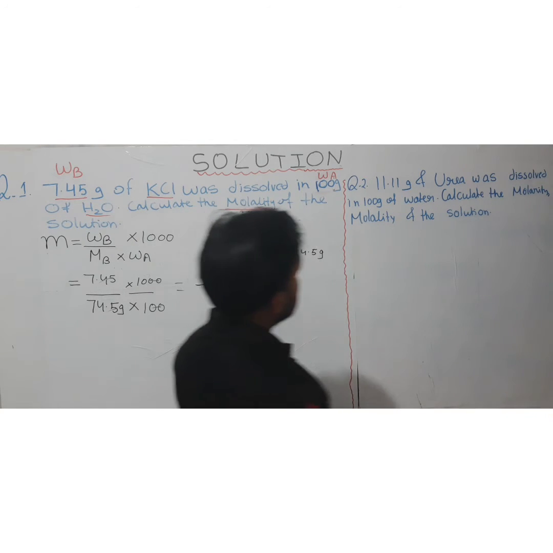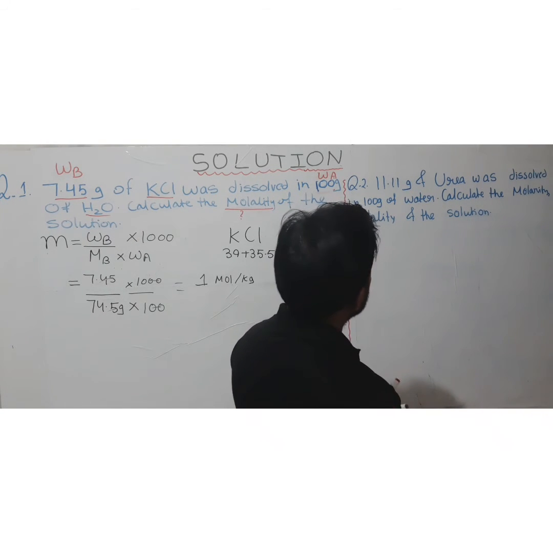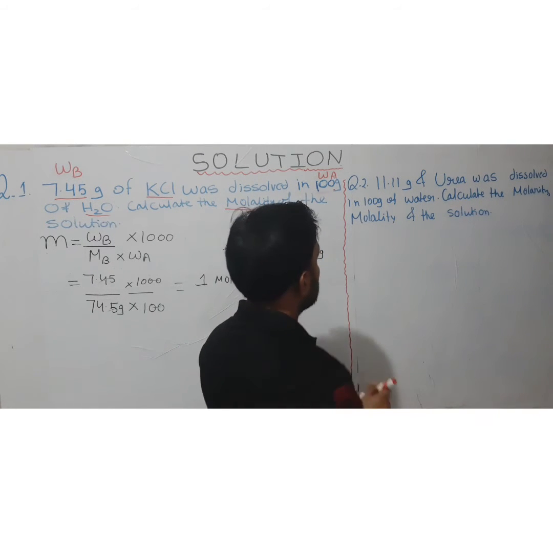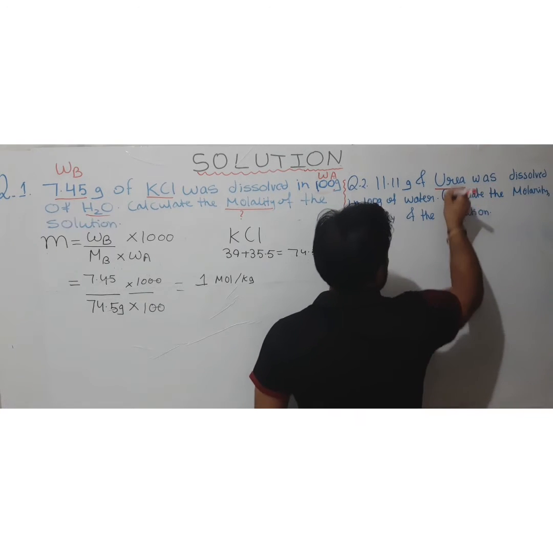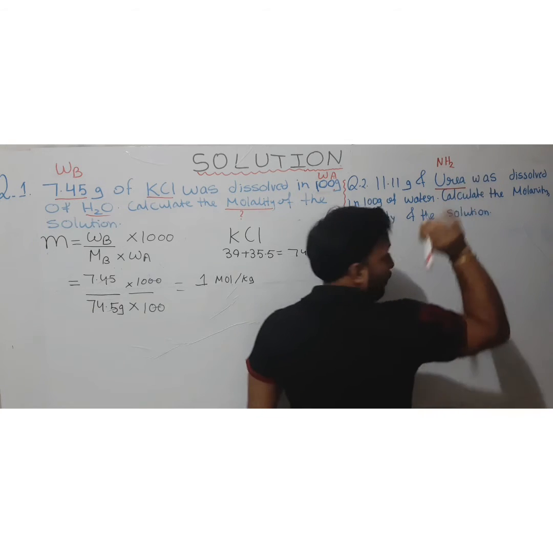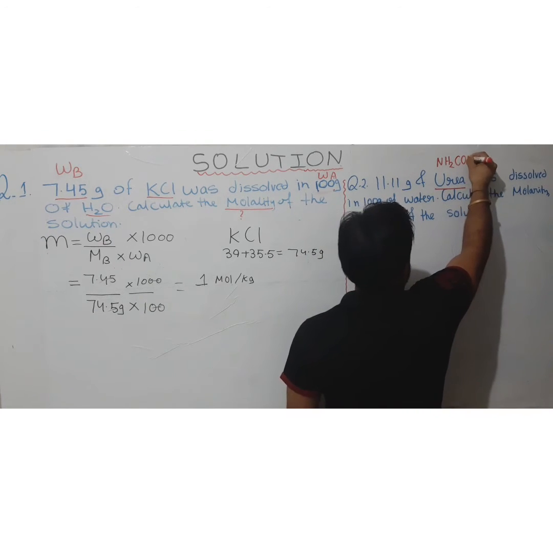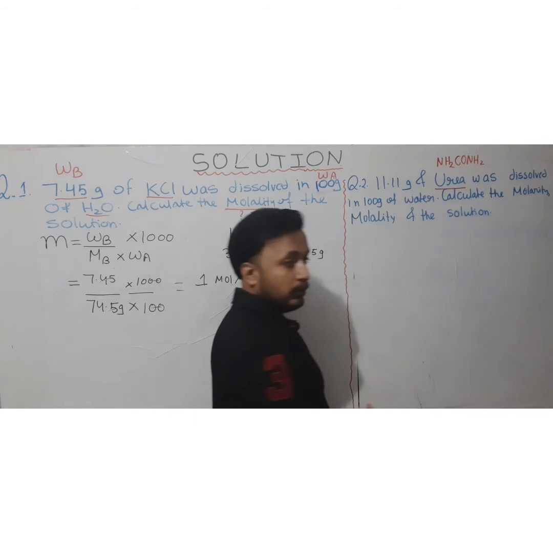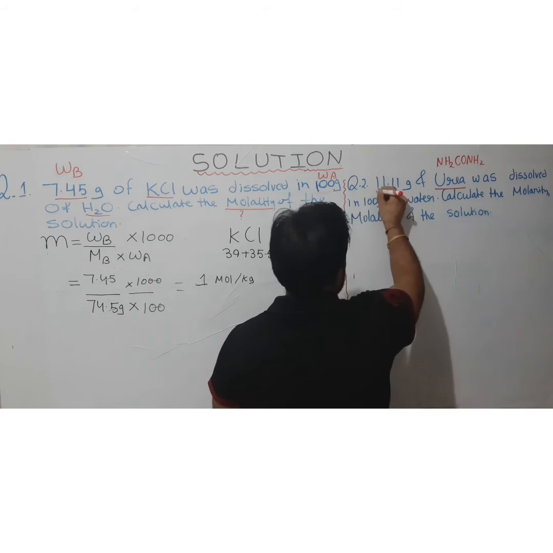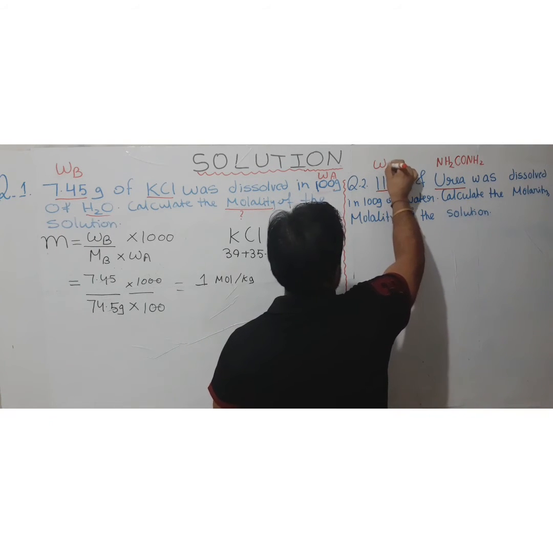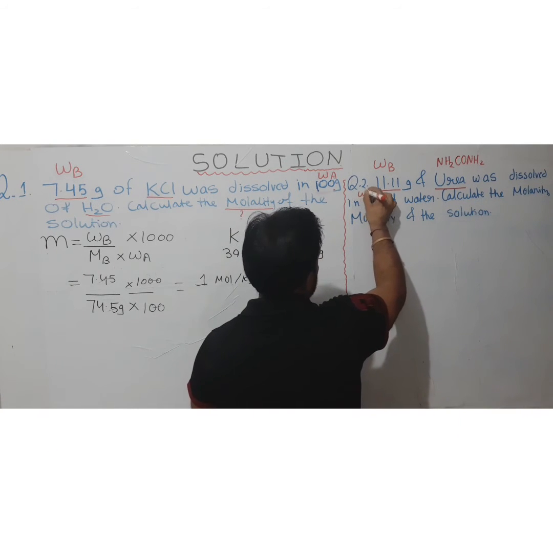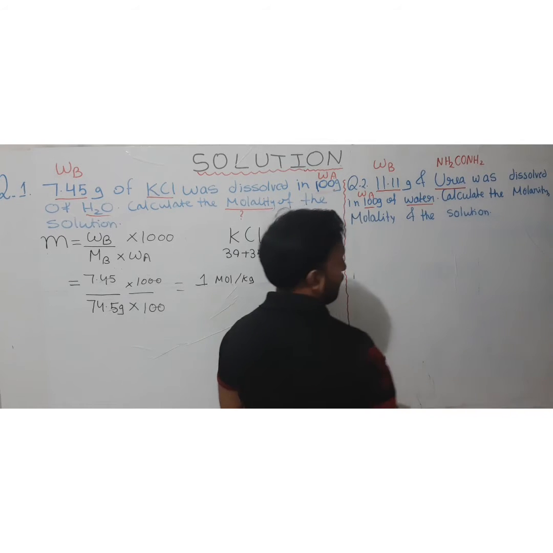That is, 11.11 gram of urea was dissolved in 100 gram of water. Again the solute and solvent are given, so let's identify the solute. The solute is urea. The urea molecular formula, sorry, is NH2CONH2. This is the molecular formula of urea, always remember. Then 11.11 gram of urea was dissolved, so this is our solute basically. So the solute is WB. It was dissolved in 100 gram of water. 100 gram is our weight of solvent and water is our solvent.